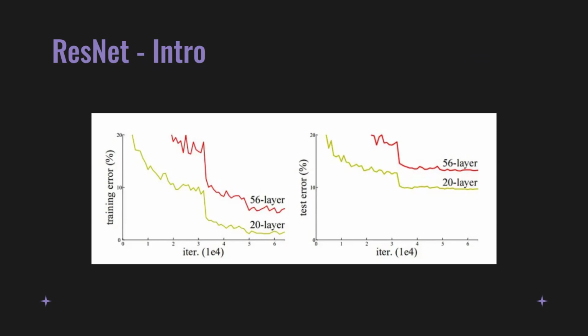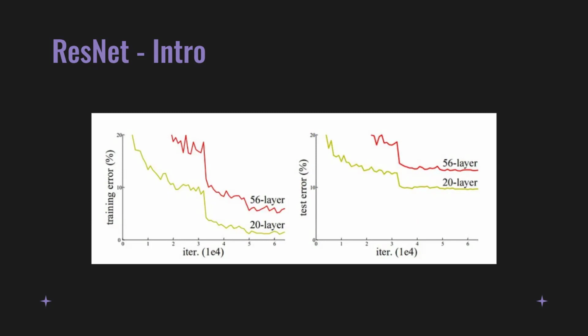Okay, so let me introduce ResNet. If you look at the graphs, we can see that the 20-layer CNN performs better on the training and testing data sets than the 56-layer CNN architecture. In the first graph, the training error for the 56-layer is higher than the training error for the 20-layer. Similarly for the test, it is also higher than the 20-layer CNN.